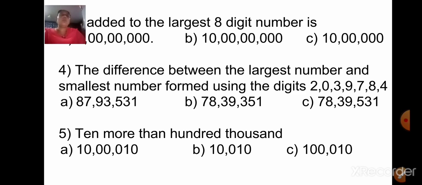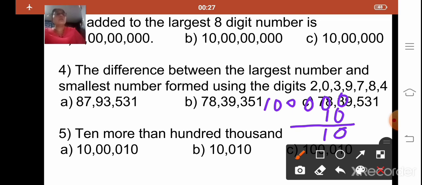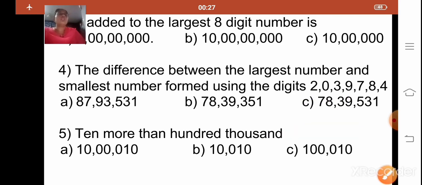Okay, so your next question, that is the fifth one, is 10 more than 100,000. Now what is the number when you add 10 to 100,000? So you just add it and see. When you write 100,000 and add 10 to it, you get 100,010 when you place the commas. So which is your correct option? Your correct option is the C one, that is 100,010.